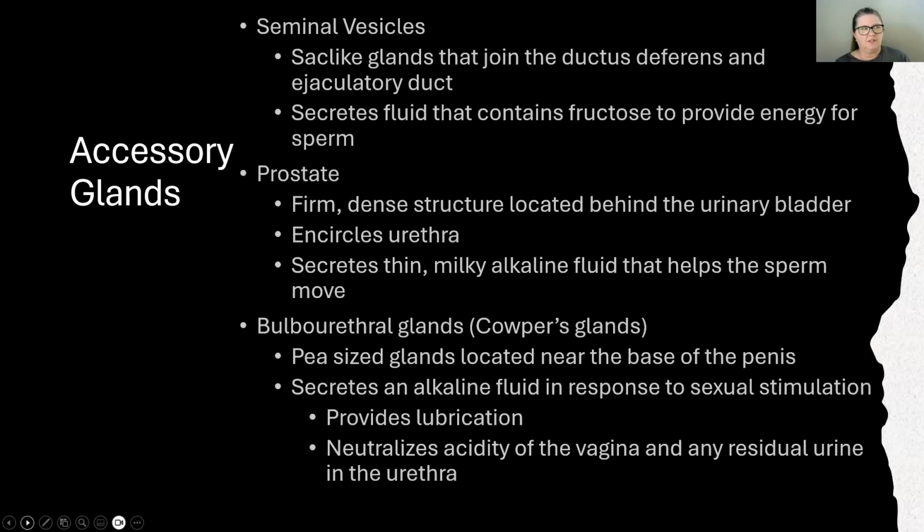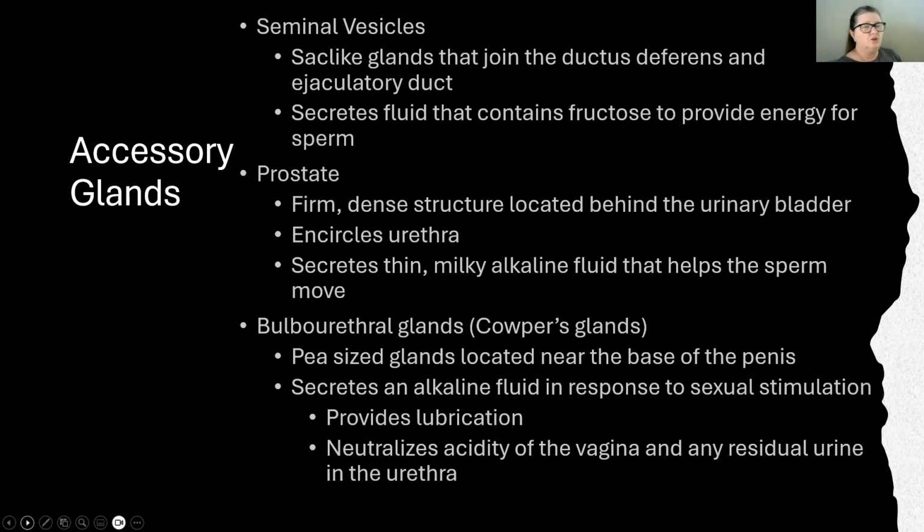So the seminal vesicles, what looked like a little bunch of grapes there, is a sac-like bunch of glands that join the ductus deferens and the ejaculatory duct. In the seminal vesicles, there's a fluid that's secreted that contains fructose, and fructose is a sugar, and it is there primarily to provide energy for the sperm on their travels, okay? The prostate is a firm, dense structure located right behind the urinary bladder.